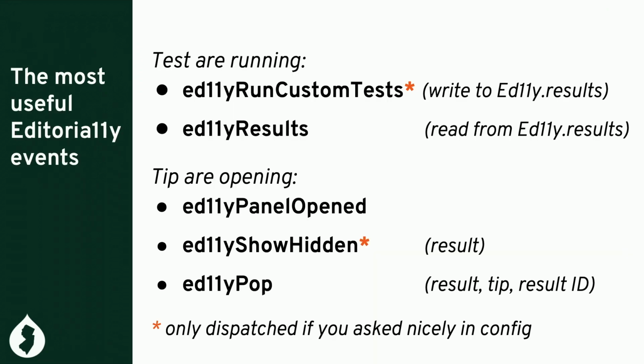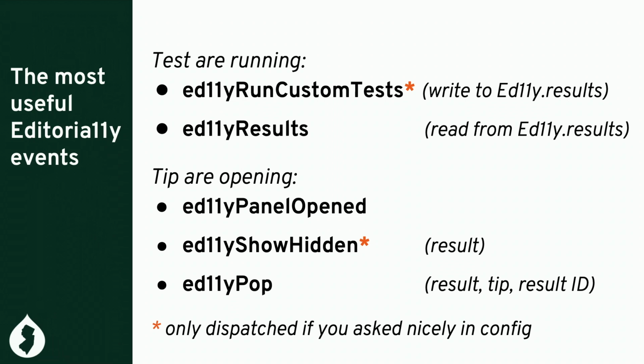The Editorially library configuration doc lists all the events. These are the ones that I think are more likely for people to actually use. Run custom tests, we'll talk about that next, but that's the time to run them. Results fires when it's done testing to say results are available. That is how I sync results out to the API, but that lets you do anything you want to do with the results. Panel opened is when the panel itself opens and the buttons, not tips, are being drawn on the page. So there's an event there. Show hidden, we'll talk about that in a moment. And pop, we just saw.